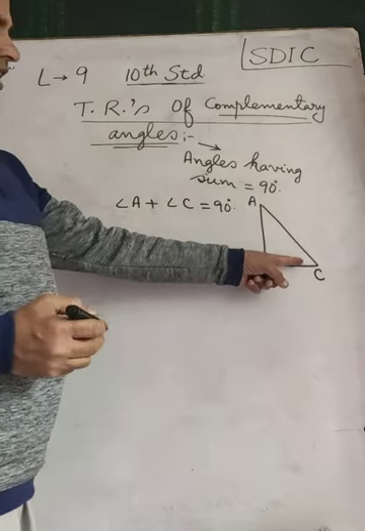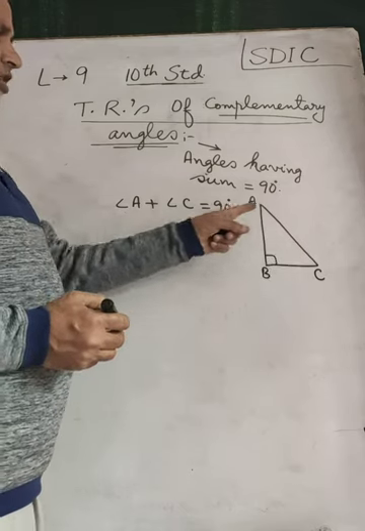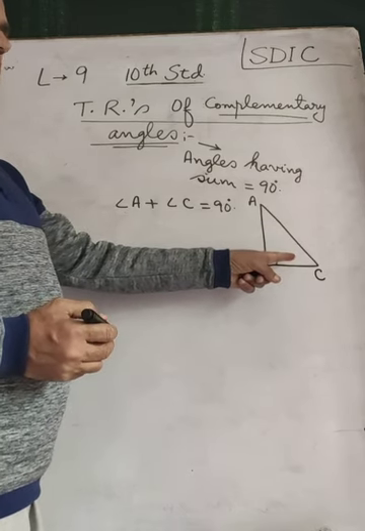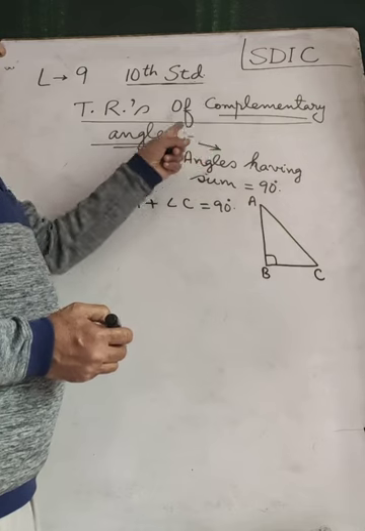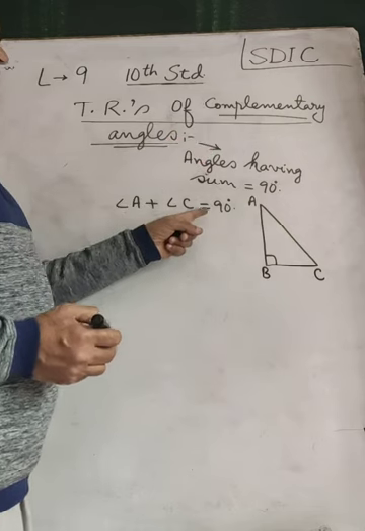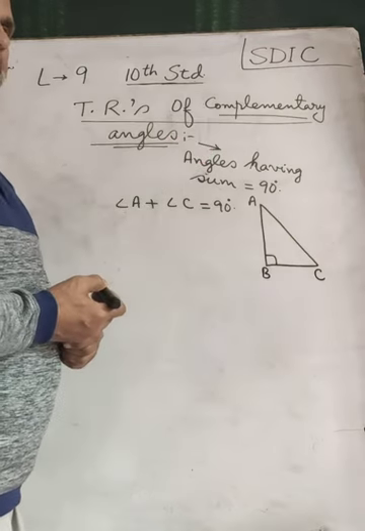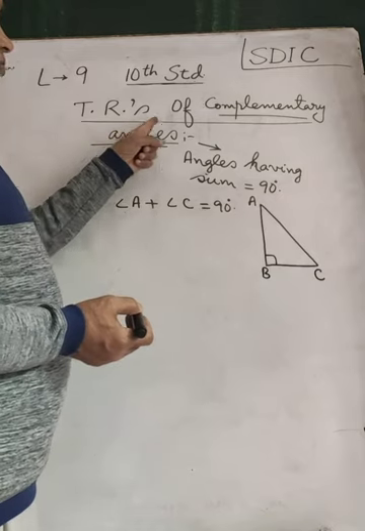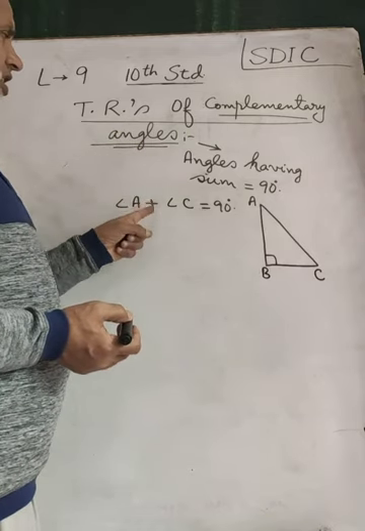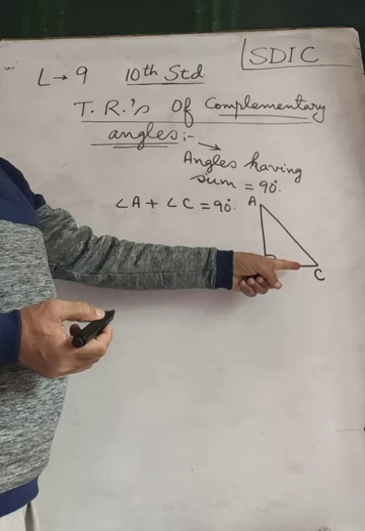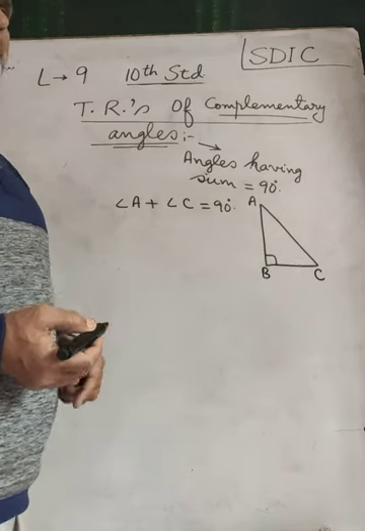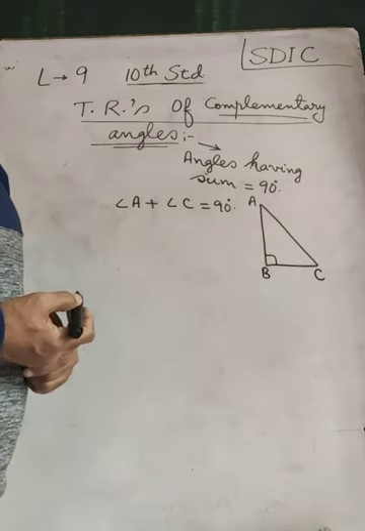Angle A plus angle C is 90. Two acute angles of a right triangle therefore are complementary angles because their sum is equal to 90 degrees. This topic is about complementary angles. These angles, acute angles of the right triangle. Two acute angles of a right triangle are complementary angles.